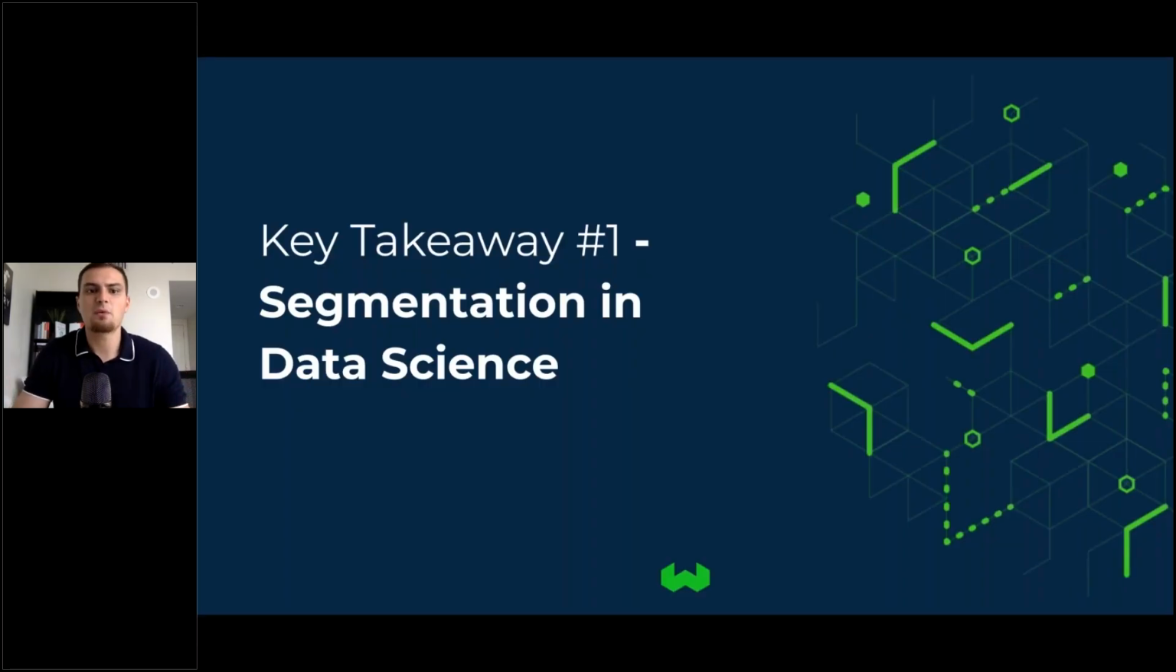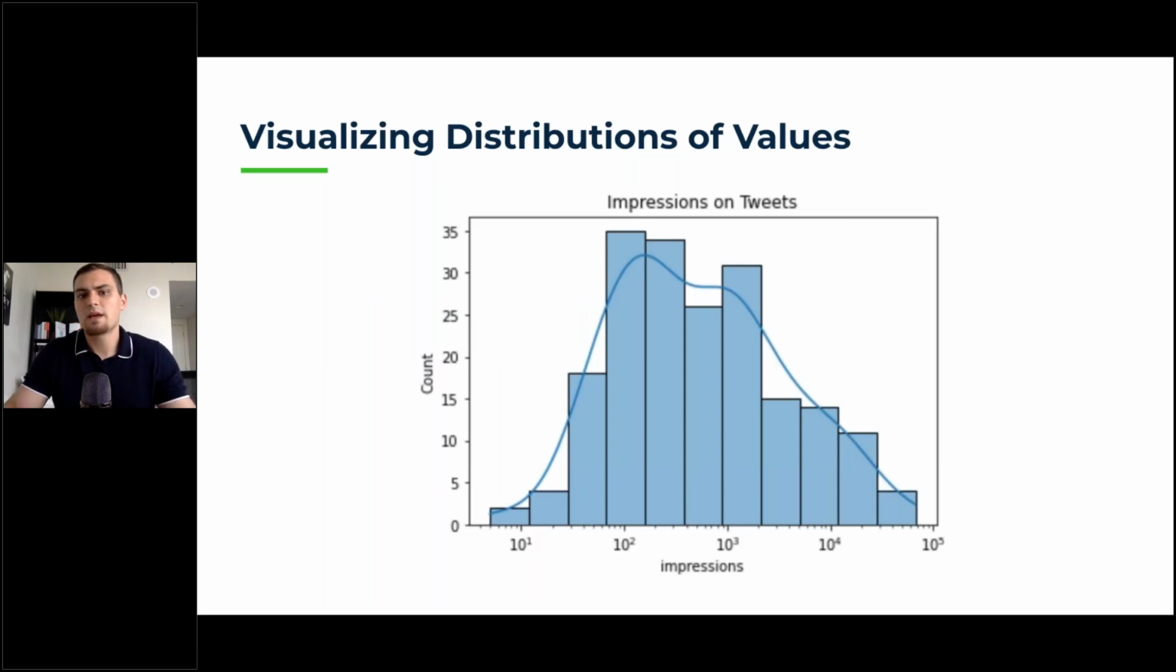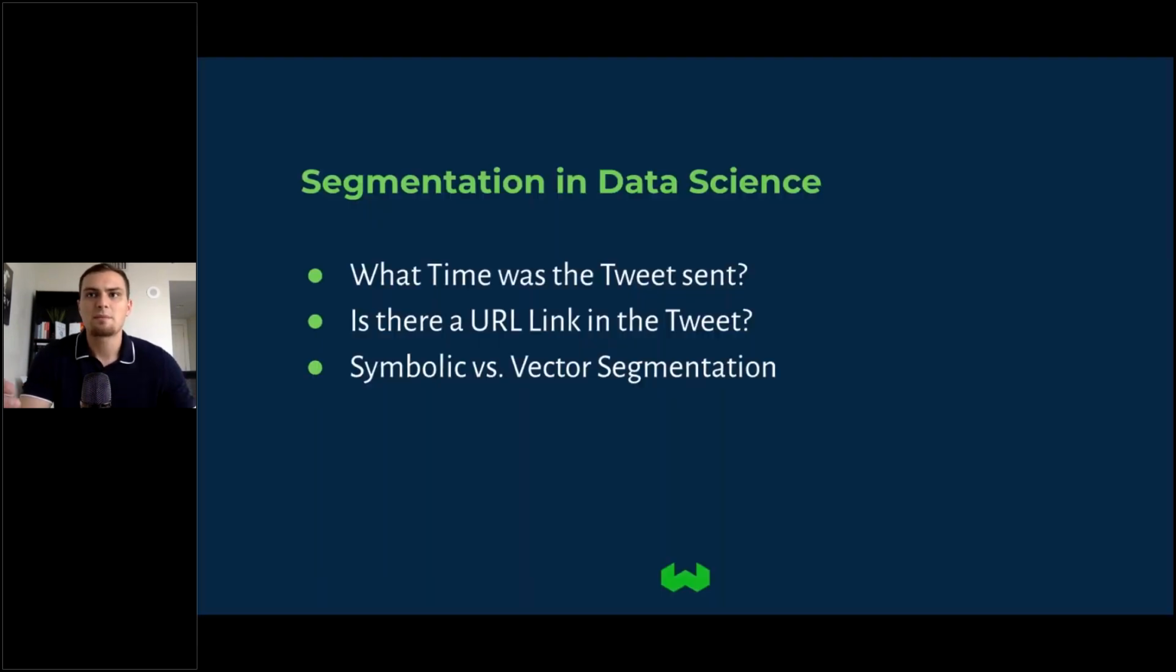The first key takeaway is to understand segmentation in data science. When we're looking at data sets, we often have some metric that we're interested in, like the impressions on tweets. It could be clicks on an ad, views on a YouTube video, downloads in a GitHub repository, all these kinds of things. We have metrics, and we want to look at some kind of distribution of these metrics. So first we look at the distribution, and then we want to see how that distribution varies with respect to other attributes in our data set. So this is the idea behind segmentation in data science.